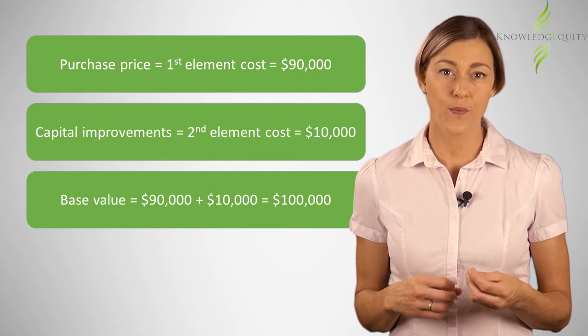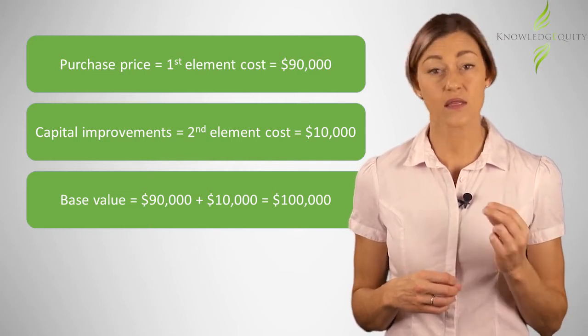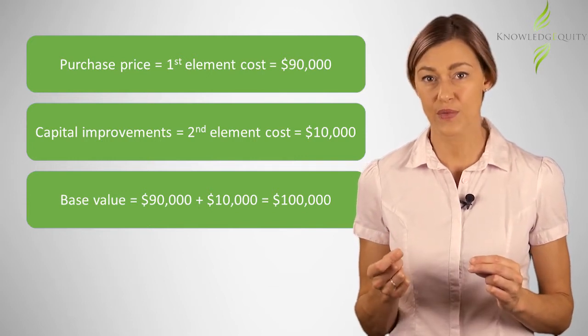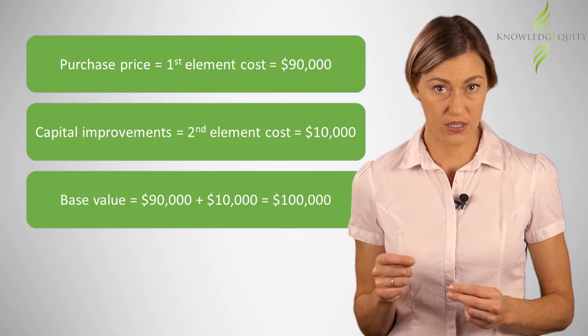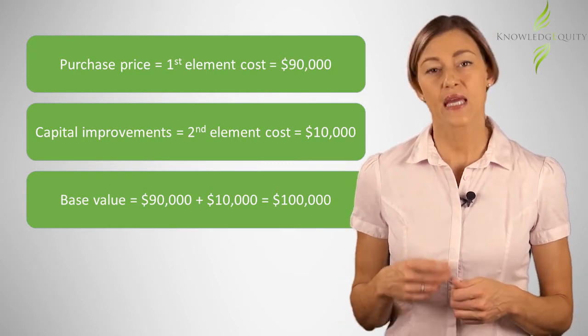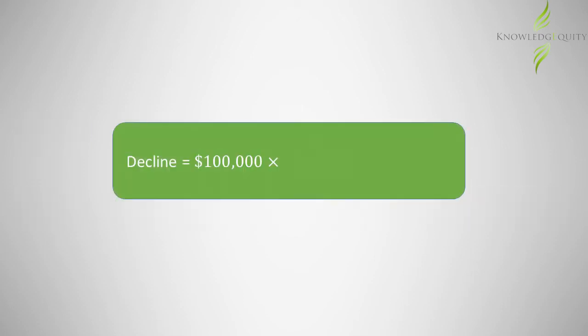So in our example, the base value in the first year is $90,000, being the purchase price, plus the $10,000 capital improvement, which is a second element cost. The base value is $100,000. In subsequent years, the base value is the opening adjustable value plus second element costs for that year.